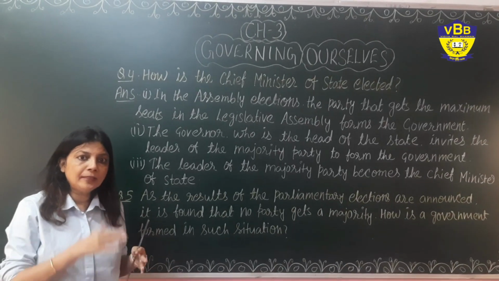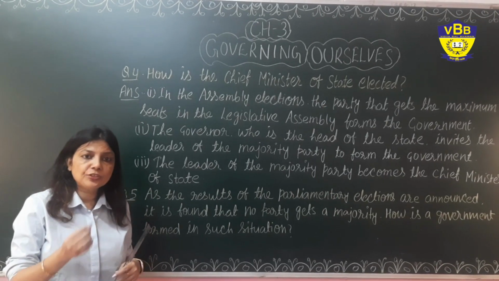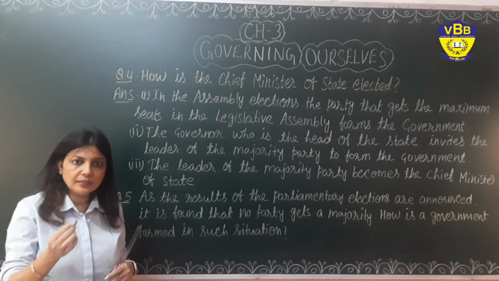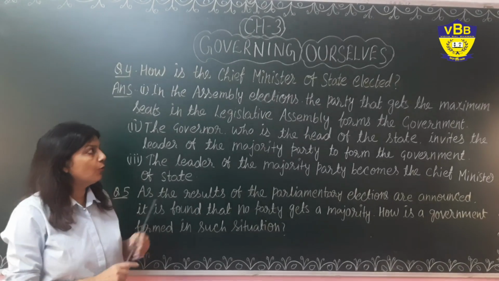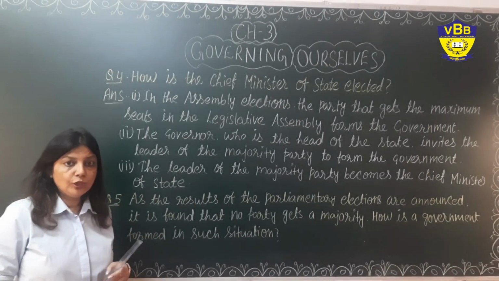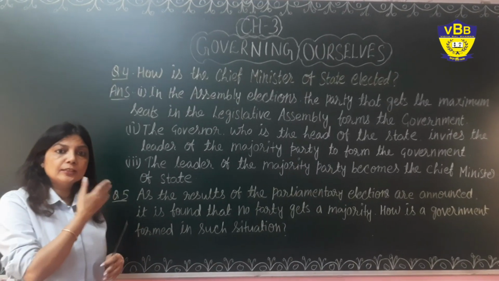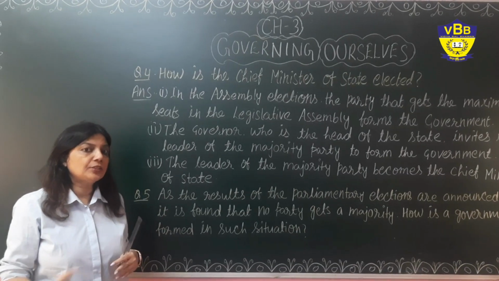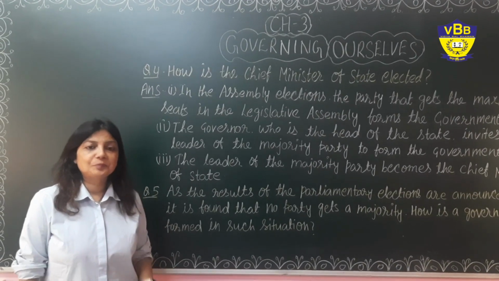And for the state government, we have 28 states, and every state has one CM and a governor, and they have their own assembly elections also. There are different roles of the central government and the state government. Understood the chapter? Okay.